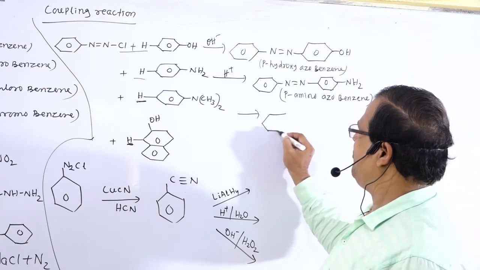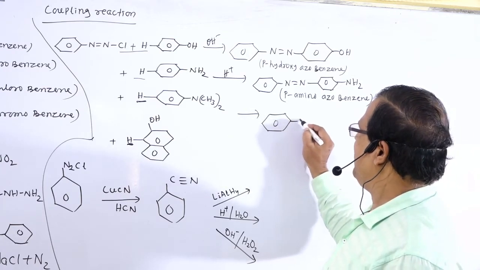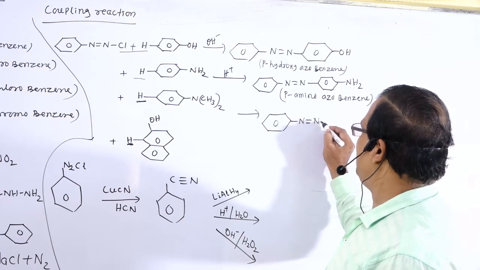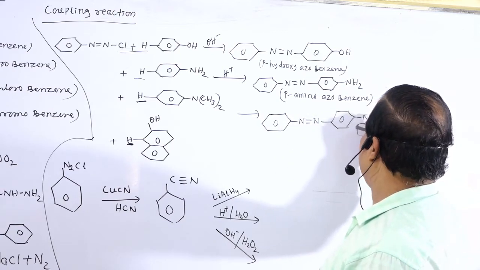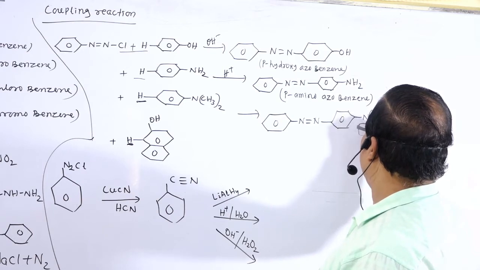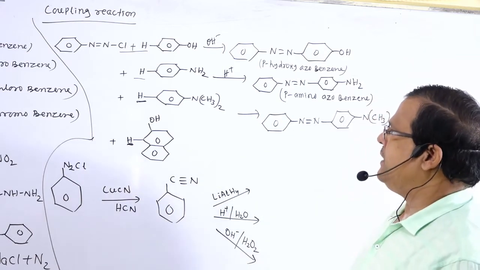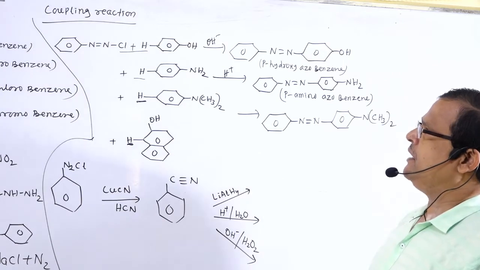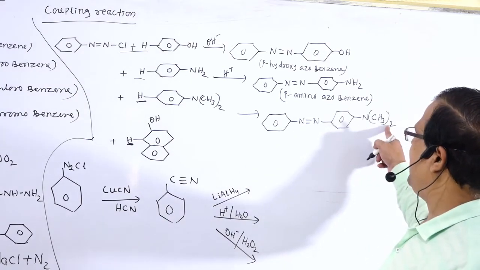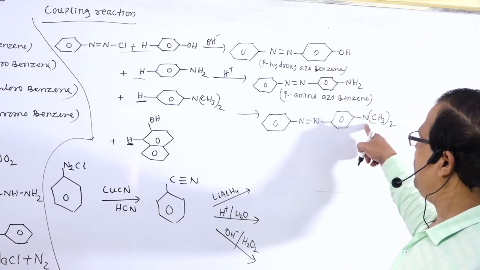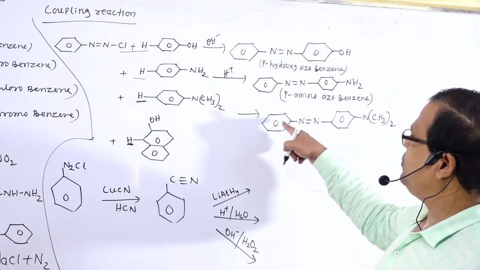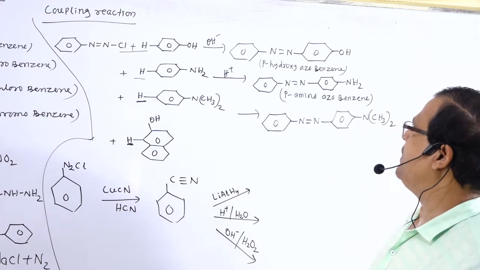Benzene ring, N double bond N, benzene ring, that is N(CH3)2. That is N,N-dimethyl-p-aminoazobenzene. That is also a colored material.